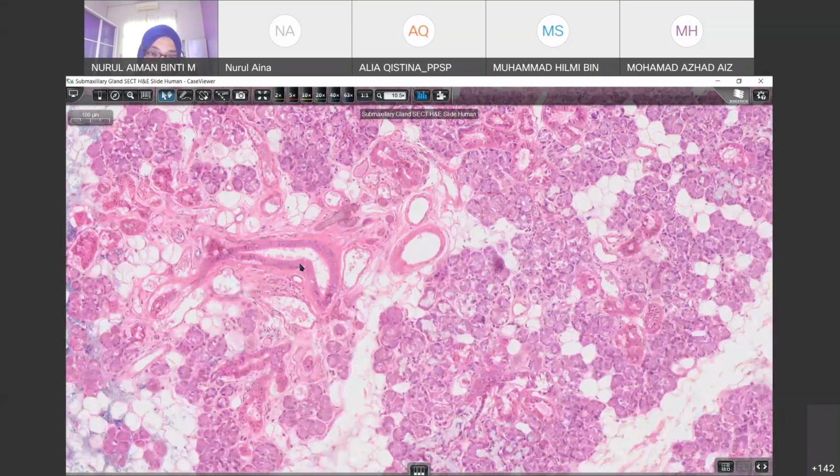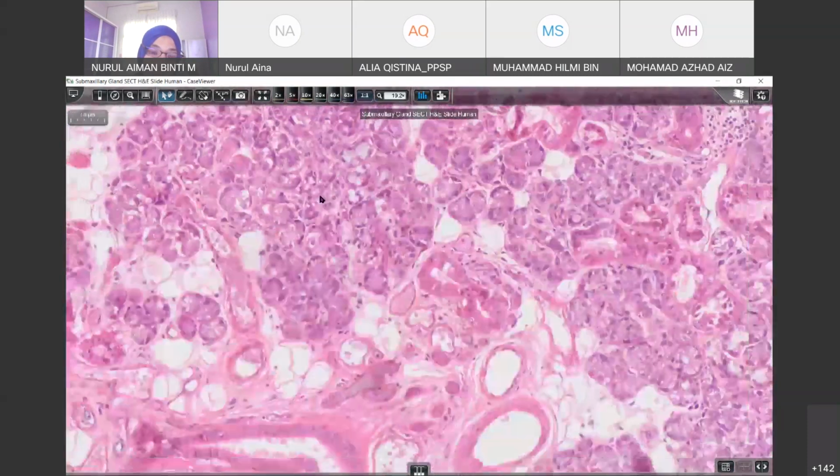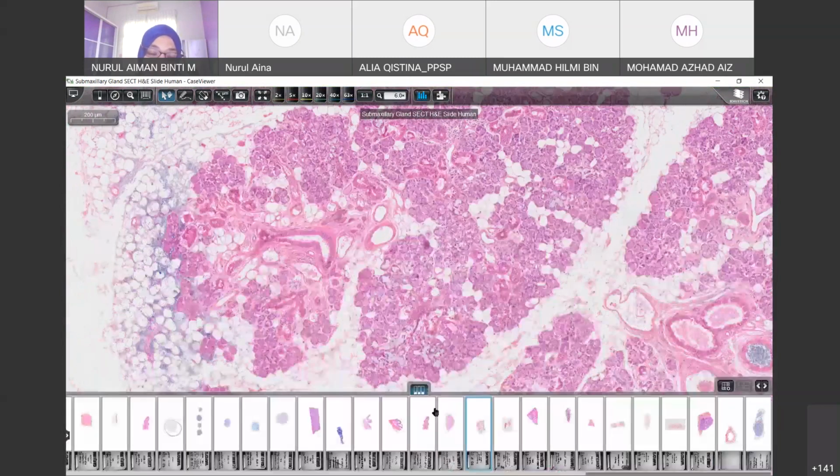So these are the secretory portion. I have already explained the secretory portion. This is the serous gland. The other slide just now is the mucus type of gland. Mixed. The sublingual just now is a mixture of serous and mucus. We have sublingual and submaxillary, but I don't have the mandibular gland.